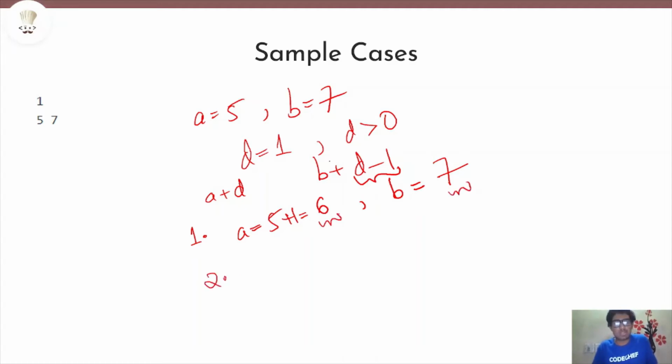Let's again continue this. Let us say that we continue performing operation of type 1. This is operation of type 1. This is also operation of type 1. Again, what are we doing? What is operation of type 1? We add d to a.